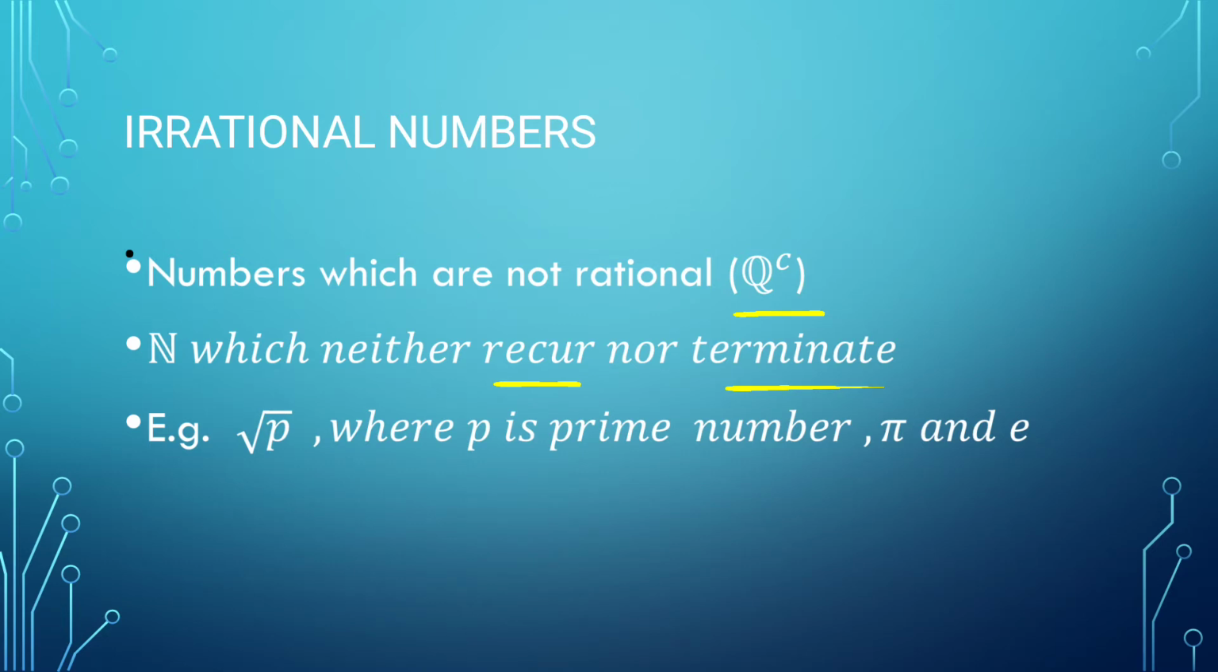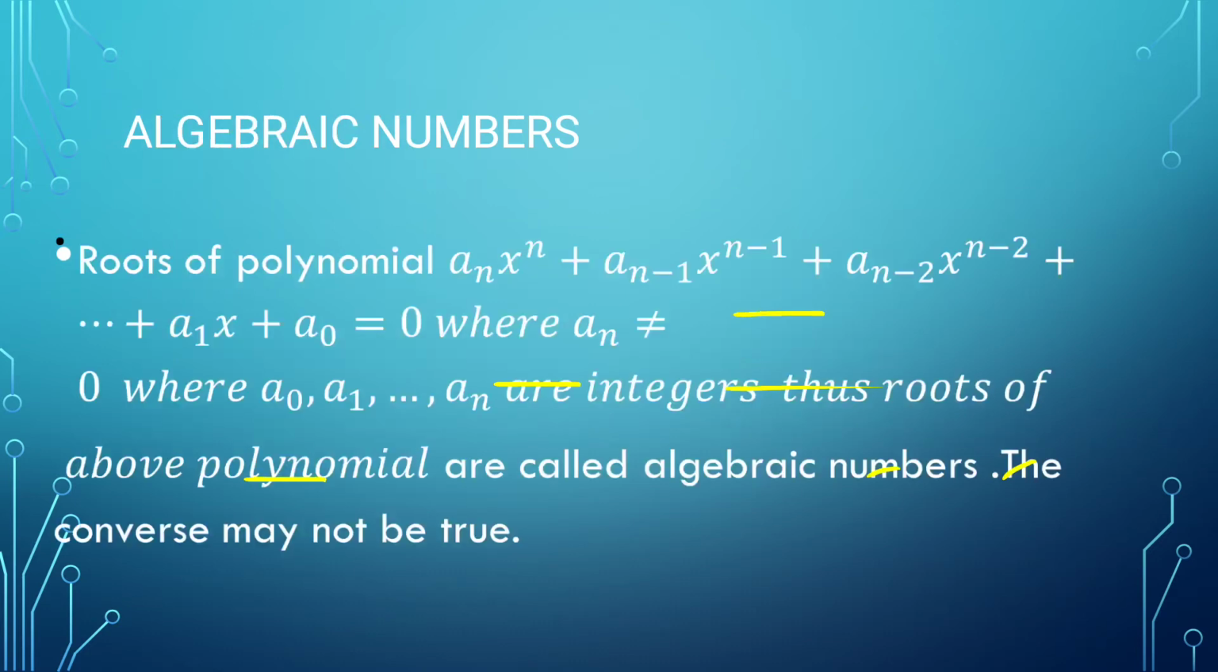For example, if you have the square root of a prime number, this number does not recur, neither does it terminate. This number will not give you a GCD of 1. Again, pi and the exponential e are the commonly irrational numbers that we normally meet in our discussions.